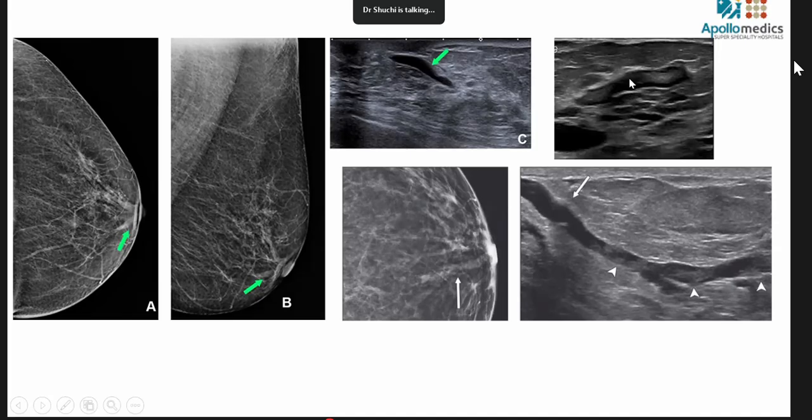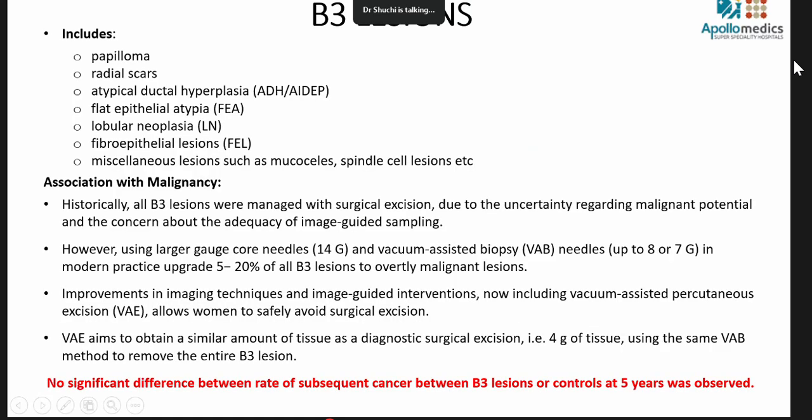This is thick inspissated secretion. These are again dilated ducts. And this was the dilated ducts with thick inspissated secretions. One of these lesions was showing some vascularity, so we went for a contrast MRI for this further.